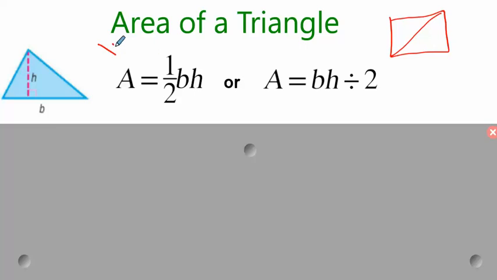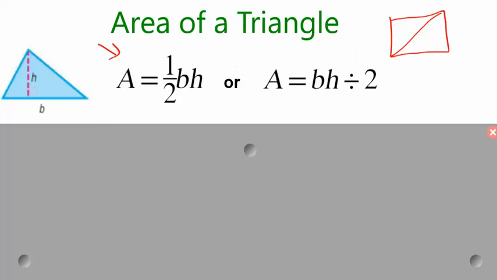This is the formula probably that you'll see most often in books or something like that. It's 1/2 times the base times the height. But sometimes fractions freak you all out. So this is actually what it means. It means to multiply the base times the height and then just divide by 2. Base times the height and divide by 2.